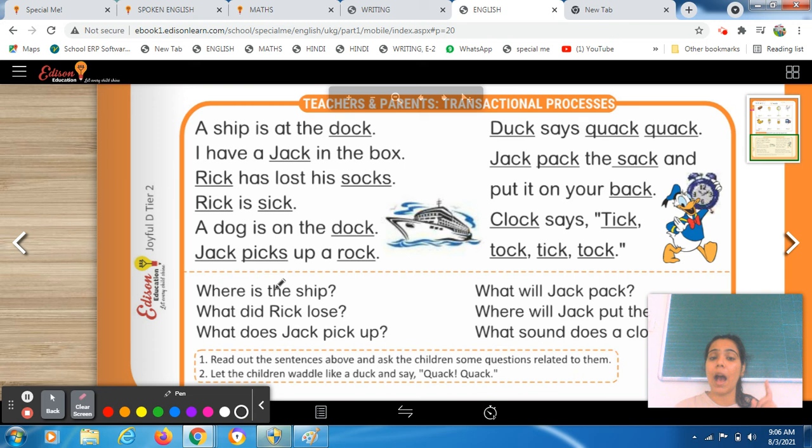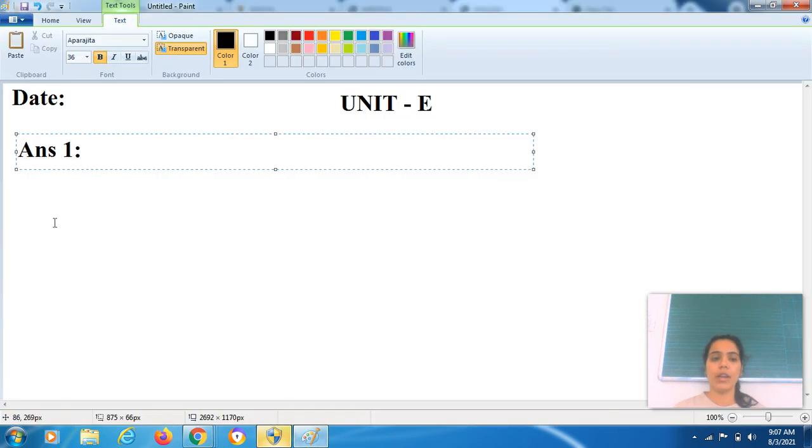See, your answer mainly comes from your question. The ship, you wrote the ship, and then your answer is at the dock. Okay, so now we will write it over here.